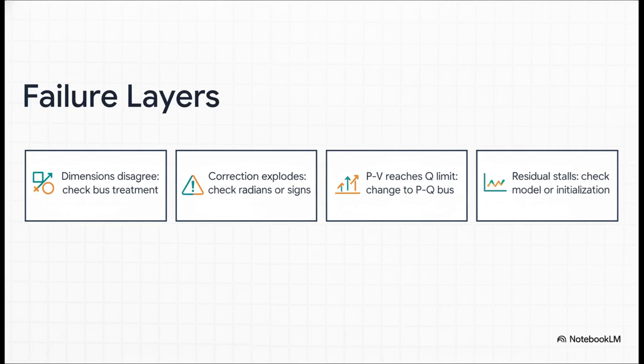And remember what we just said about the PV bus? If it hits its reactive power limit, it fails to hold its old voltage set point, and you actually have to physically change its treatment in the solve. You've got to convert it to a PQ bus. And what if your residual just stalls out? Well, a small residual doesn't magically fix bad data. Check your model, check your initialization. Basically, ask yourself, what nonlinear problem did I actually just ask Newton to solve?